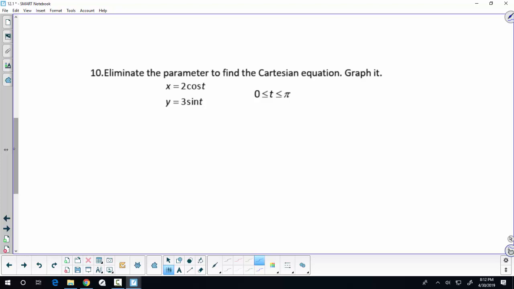We can look at this one because this is different. Notice we have different a's here. T ranges from 0 to pi. So eliminate the parameter and find the Cartesian equation and graph it. So it's kind of the same idea though. It's not a circle because the a's aren't the same, but the process is similar. We're gonna isolate the sine and the cosine.